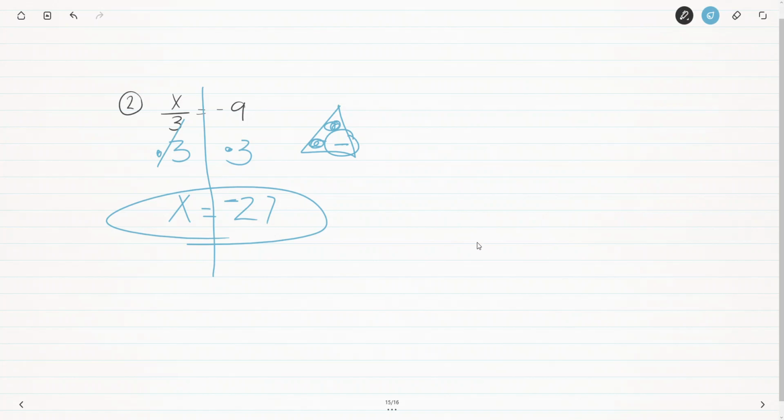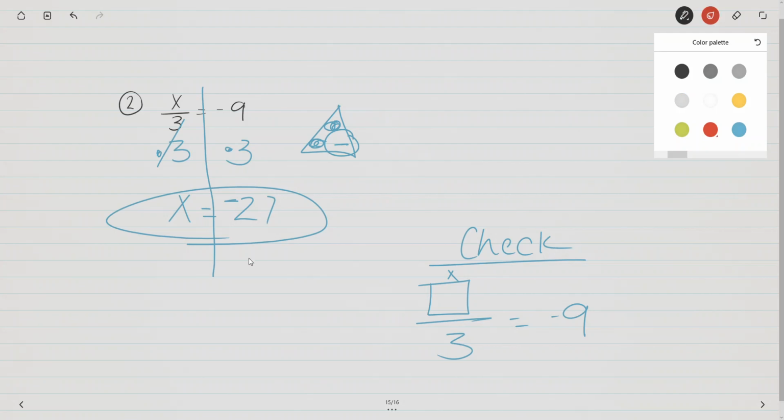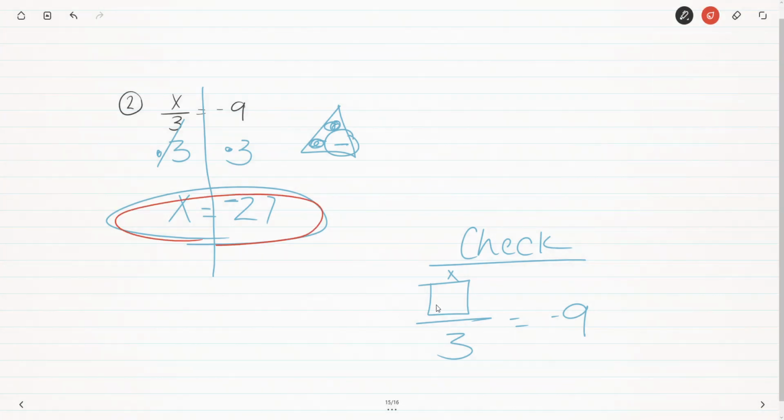But I'm not done. I need to do my check step. Blank over 3 is equal to negative 9. Okay, well, blank is x. We said that x was equal to this negative 27, so I'm going to plug that in there. Is negative 27 divided by 3, is that negative 9? Well, 27 divided by 3 is 9. Use the triangle to check your integer. Negative divided by a positive gives me a negative. So I got negative 9 and I got it right. So yes, this is right.